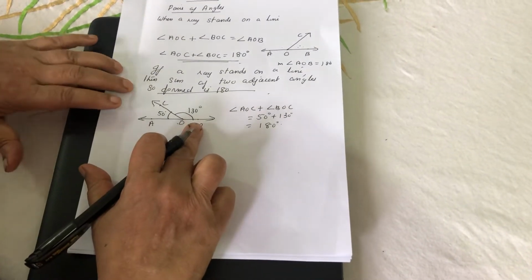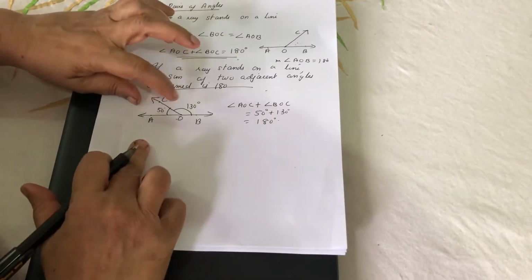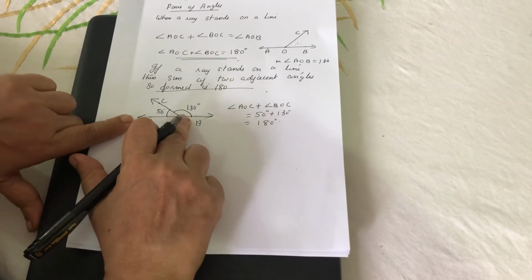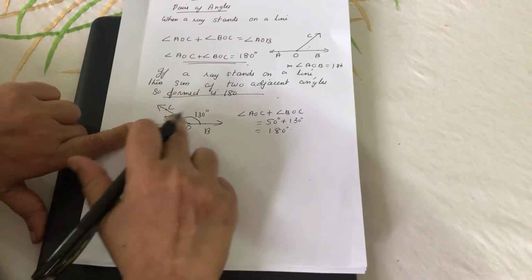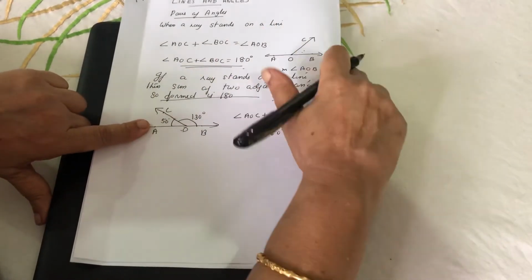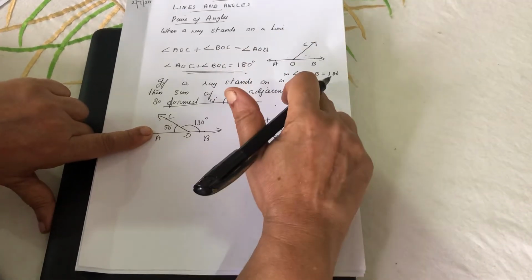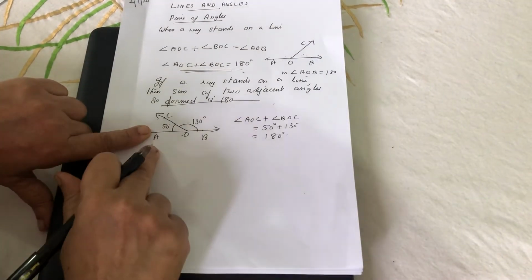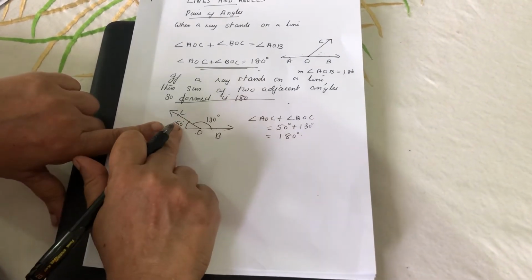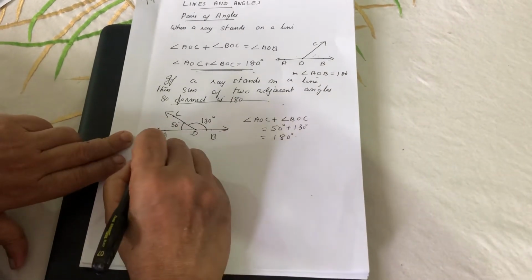Now you see that if the sum of the two adjacent angles is 180, their non-common arms form a line. So here we learned a ray is standing on the line, the sum of the two adjacent angles is 180. Now we are saying the sum of the two adjacent angles is 180, then the non-common arms form a line.